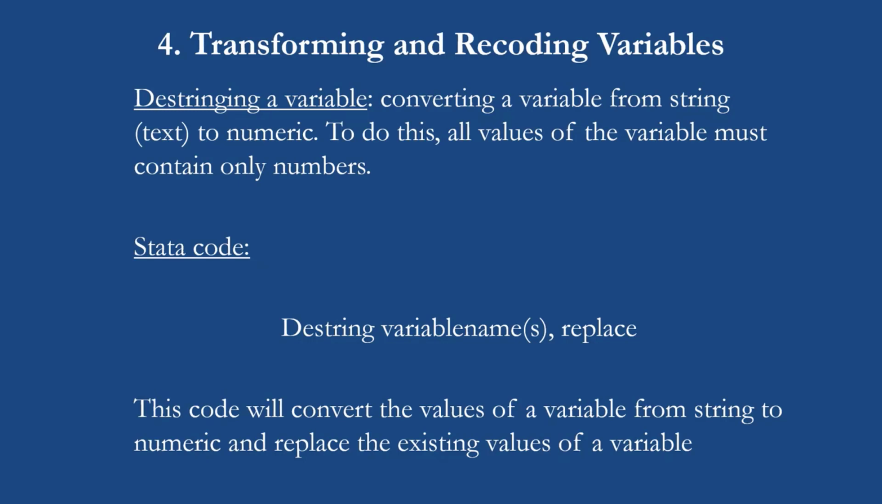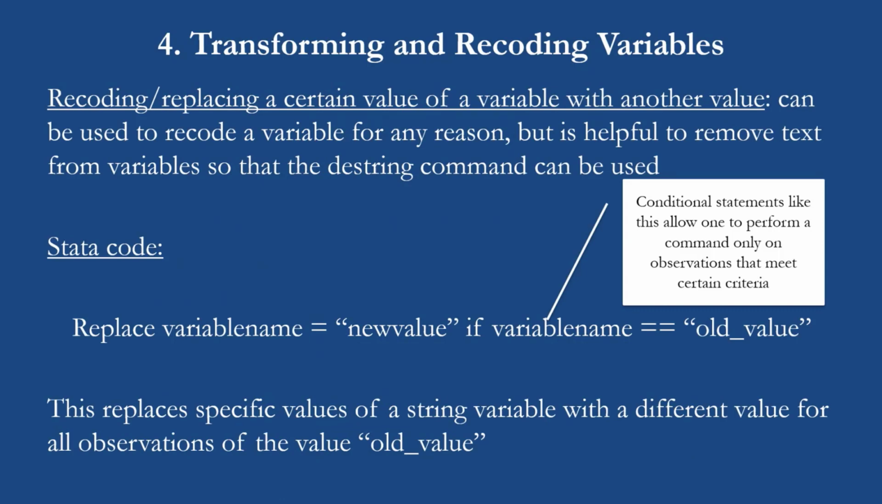To do that, all of the values of a variable have to contain only numbers. As long as that's the case, then you just type in this command that says destring, the name of the variable, and then you just use the replace option. Then it will take that same variable, convert everything from string into numeric, and then you can go run all kinds of analyses on it. So that's the simple version of destringing.